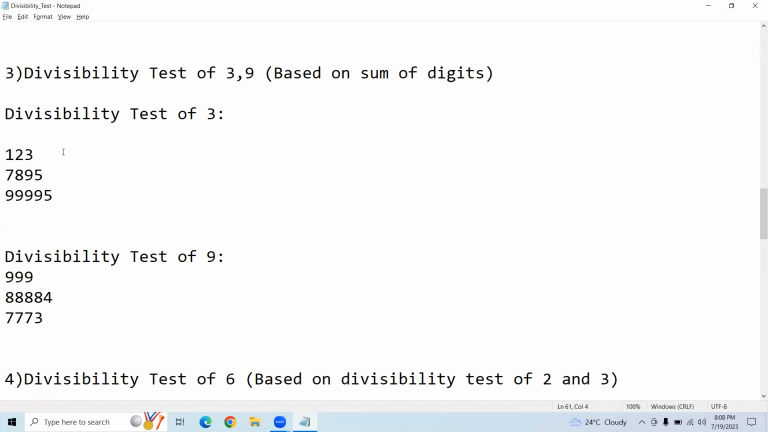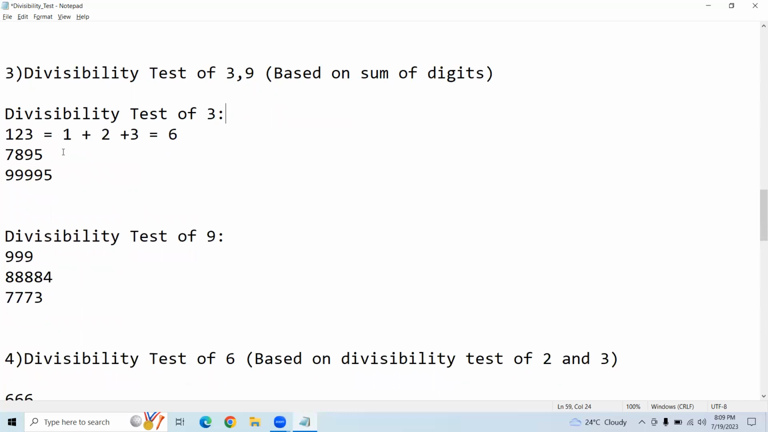So let's try to understand what we mean by sum of the digits. Let's take this number 123. What is the sum of the digits? 1 plus 2 plus 3. For the divisibility test of 3 and 9, our first step is to do the sum of the digits. 1 plus 2 plus 3 is 6. Is 6 divisible by 3? Yes, it is divisible by 3. So that number is also divisible by 3. If the sum of digits is divisible by 3, that number is also divisible by 3.